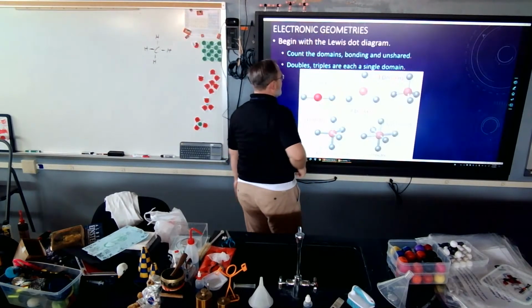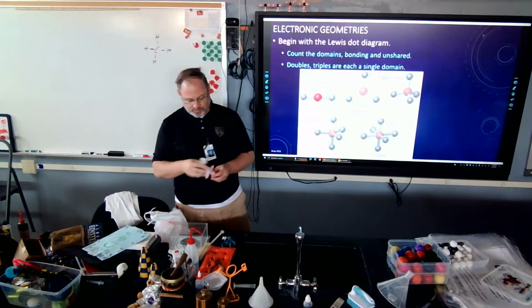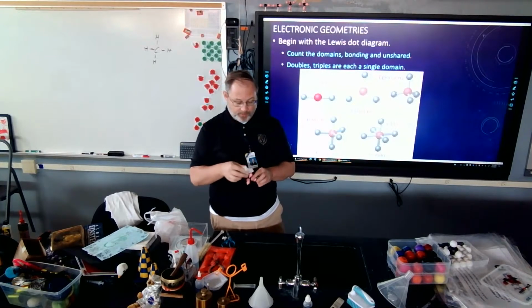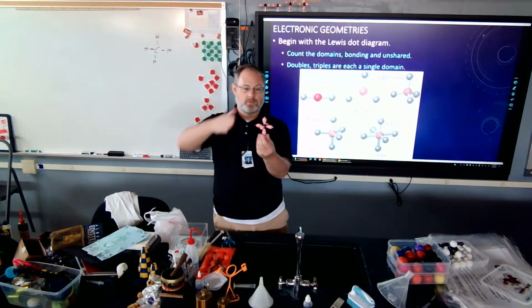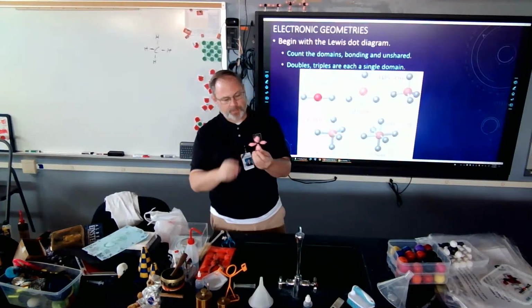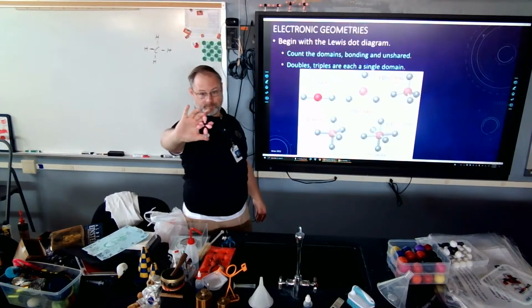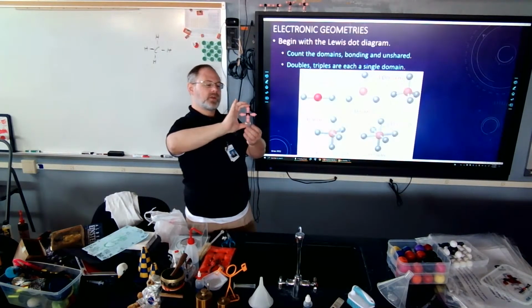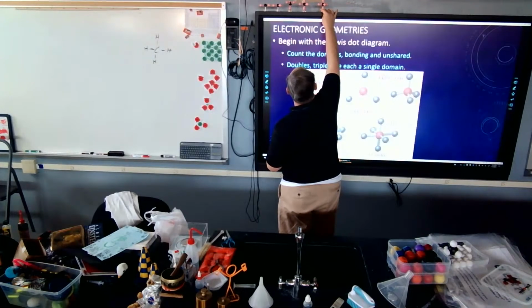Now, 6 domains does not make a hexagon. If you have 6 domains, 6 vertices, then you make 2 4-sided pyramids on top of each other, 1, 2, 3, 4. A 4-sided pyramid on top of a 4-sided pyramid is what you get with 6 domains. We call that octahedral. Not to be confused with hexahedral, because that doesn't make any sense. There isn't a hexahedral. And the octahedral domains, they're 90 degrees away from each other.